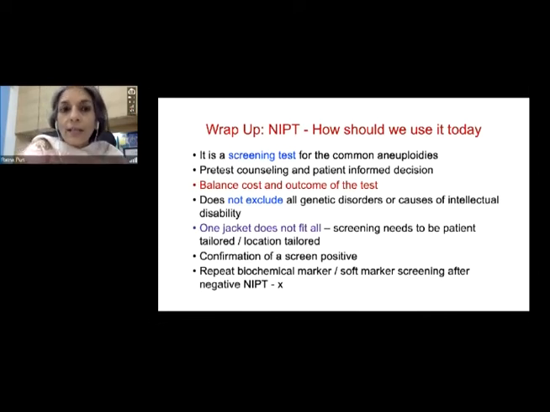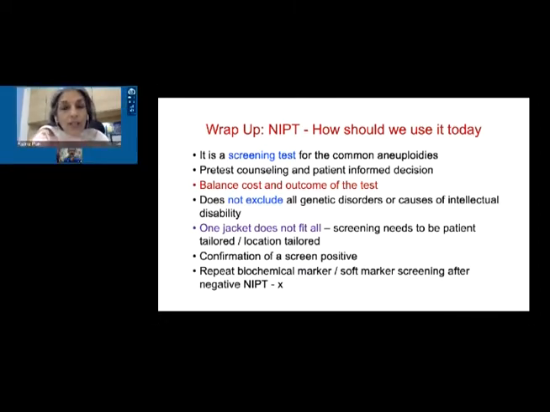So to wrap up, how would we in India use NIPT today? I think the most important thing for us to understand is that it is a screening test, but yes, it is a screening test with a high sensitivity and specificity. So I call it a high efficiency screening test, and it is only for the common aneuploidies. It does not screen for all genetic disorders. Pre-test counseling and patient-informed decision is the key to NIPT.